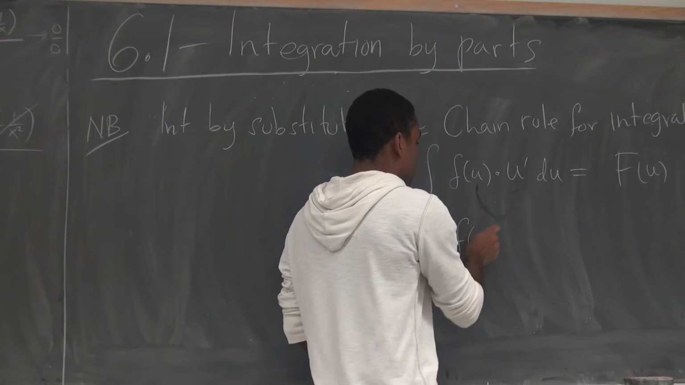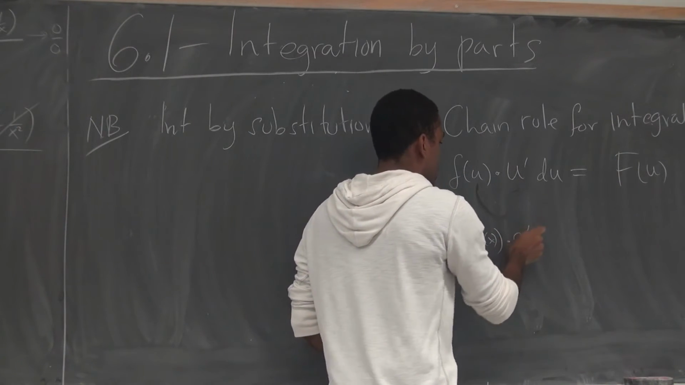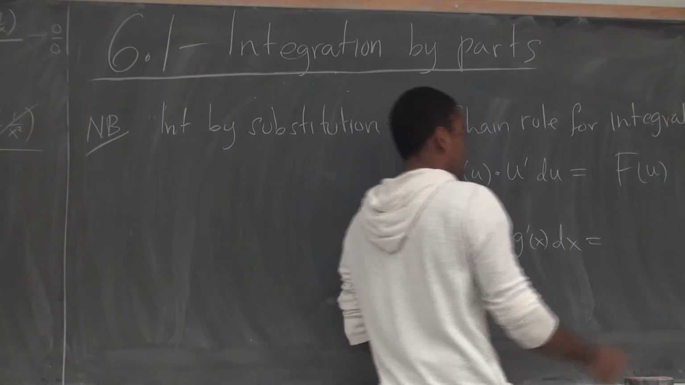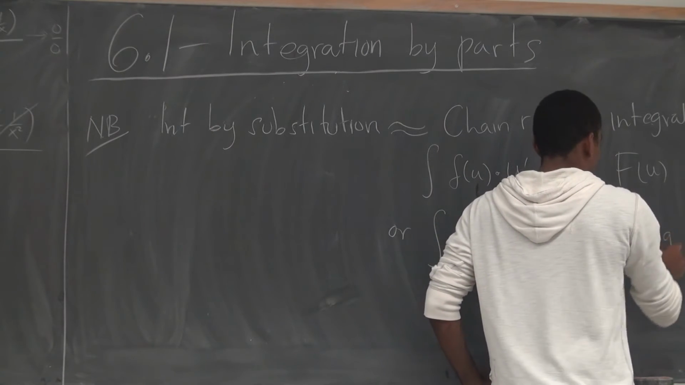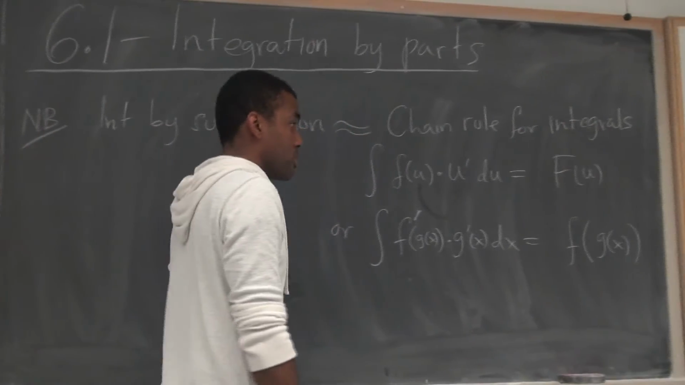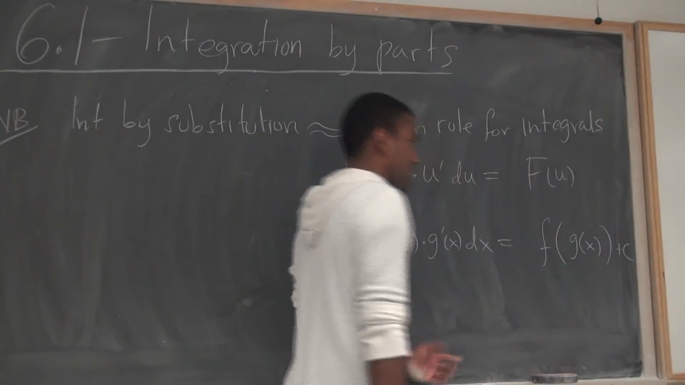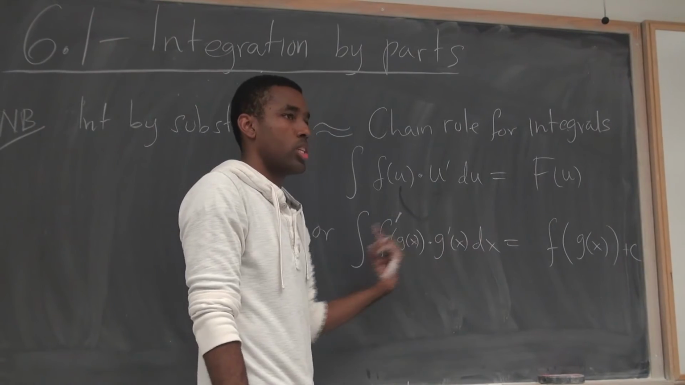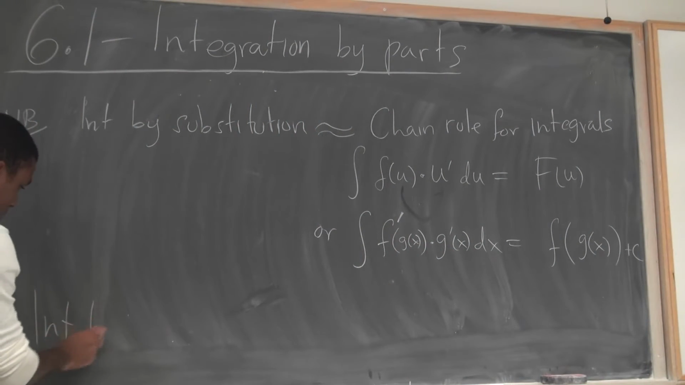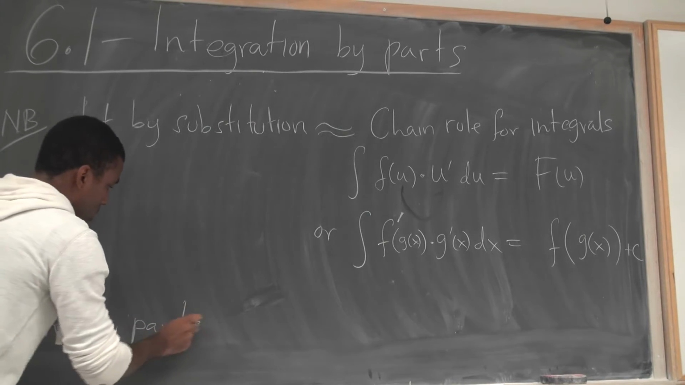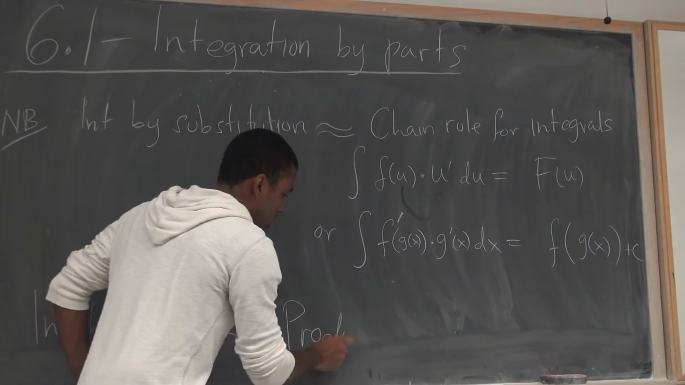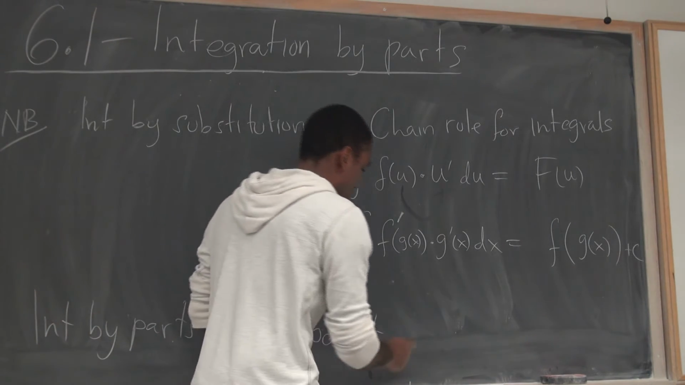I can write it in more familiar terms: f of g of x times g prime of x dx, and notice that this was just that, right? That's basically what substitution is. If you look at it carefully, you'll realize it's just reversing the chain rule. Integration by parts, on the other hand, is the reverse of the product rule. This is going to be like a product rule for integrals. This is the guy you're going to use when you're doing a product of functions.